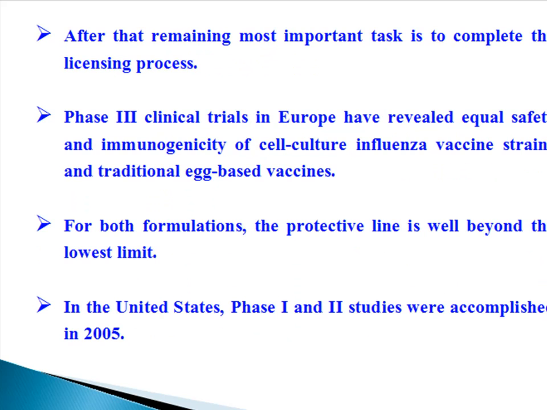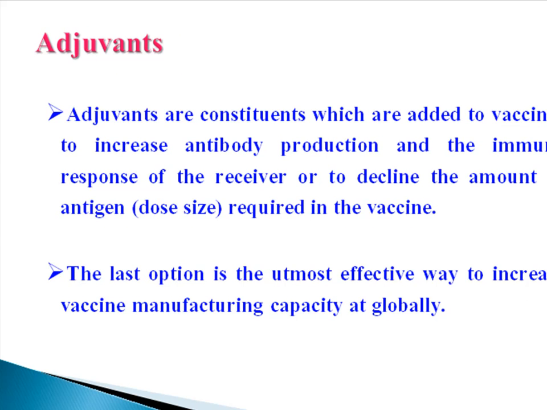After that, the remaining most important task is to complete the licensing process. Phase 3 clinical trials in Europe have revealed equal safety and immunogenicity of cell culture influenza vaccine strains and traditional egg-based vaccines. For both formulations, the protective level is well beyond the lowest limit. In the United States, phase 1 and 2 studies were accomplished in 2005.